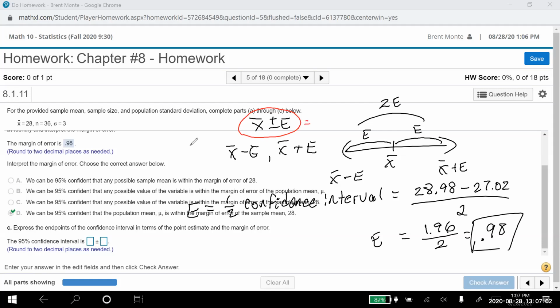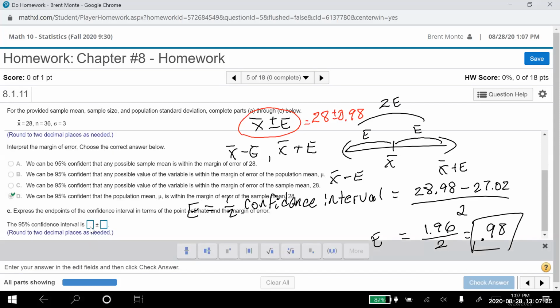X bar, we said, was 28, plus or minus my margin of error, which was 0.98. Well, that's what I'm going to put in. We'll put a 0 so that we see that's a decimal. The way that confidence interval was created was starting with the sample mean, that point estimate, 28, and then plus or minus 0.98.